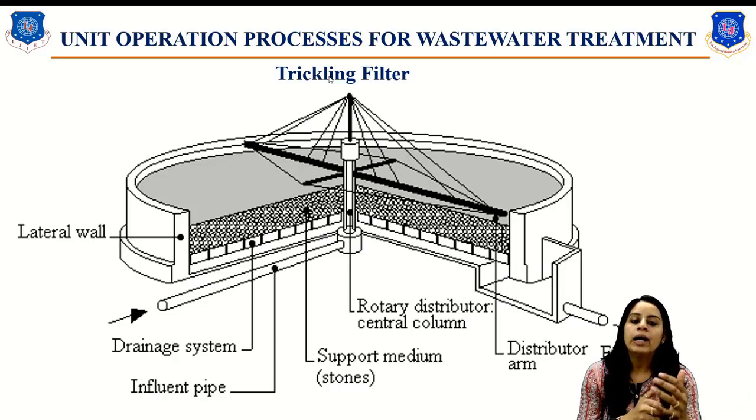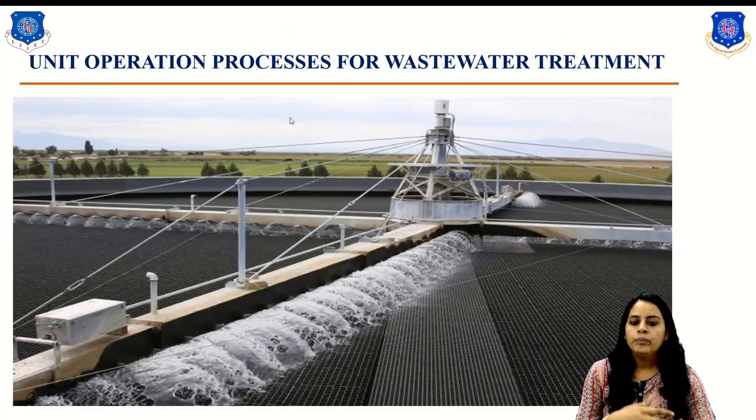And the point comes where the layer of microbes grows in thickness such that the entire layer falls down along with the wastewater. This process is called sloughing of the slime layer. Now the next one, on screen, you can see a real-time image of the trickling filter. Here this is the stone media, and this is the center pipe of the trickling filter.